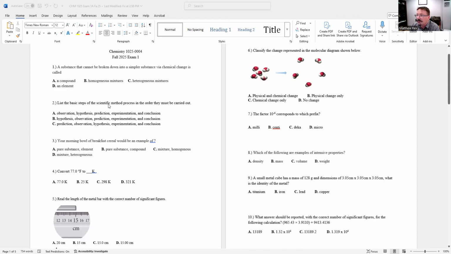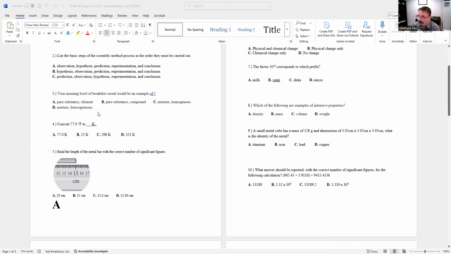List the basic steps of the scientific method in the order they must be carried out. So first you're going to have to make an observation, notice something, some change, something interesting, and derive a hypothesis from there. Why do you think that it happened, or what is the reason for that? Prediction, and then set up experimentation to test that, and eventually derive a conclusion. You may have to do additional experimentation, but eventually arriving at some conclusion.